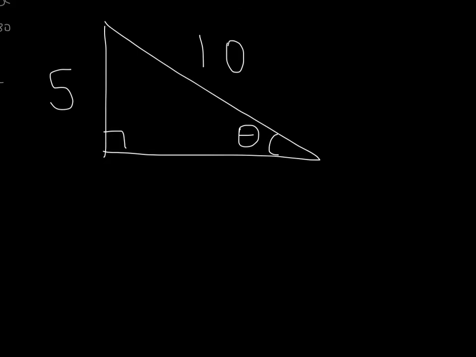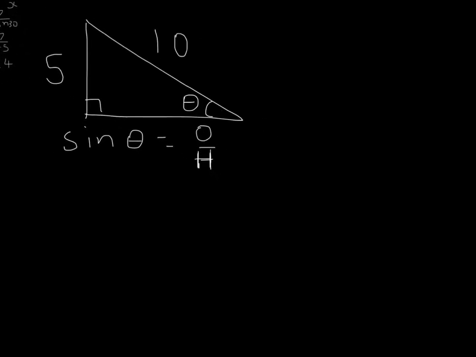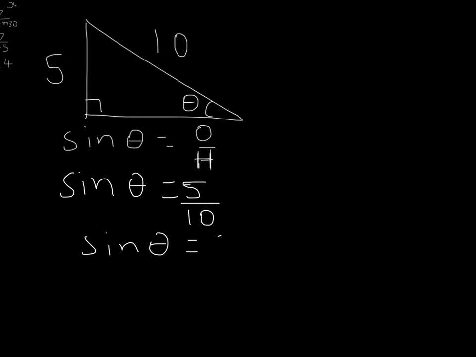So I'm going to write that again. Sine theta equals opposite over hypotenuse. Let's just zoom out a bit so it's nice and clear. So sine theta equals 5 over 10. So sine theta is half.